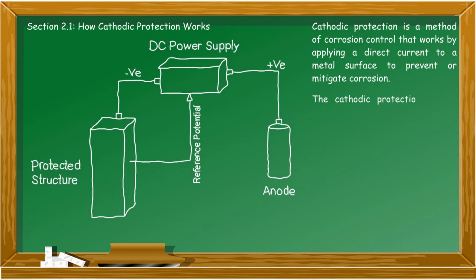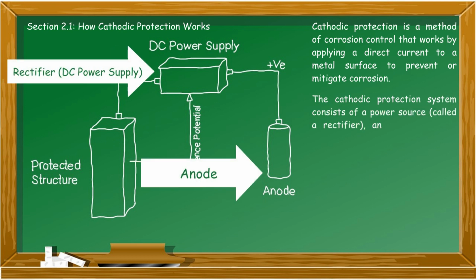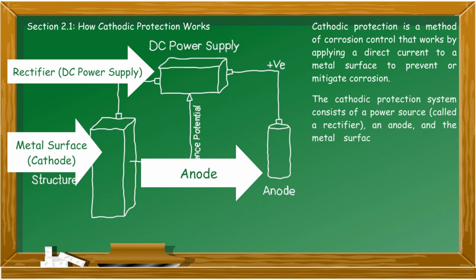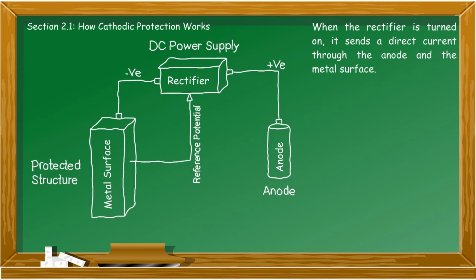The cathodic protection system consists of a power source, called a rectifier, an anode, and the metal surface being protected, called the cathode. When the rectifier is turned on, it sends a direct current through the anode and the metal surface.